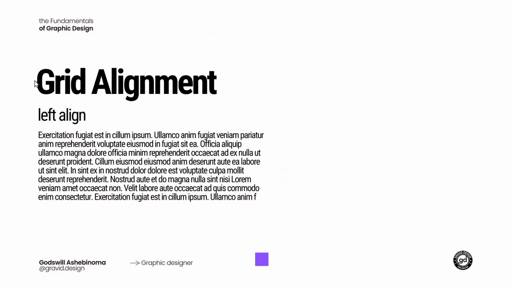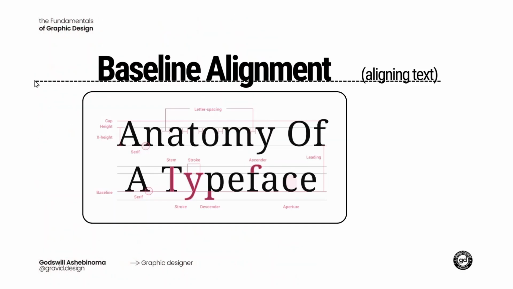So let's keep going. We have the baseline alignment. Whenever you're aligning text, only use the baseline to align. The baseline is this line you're seeing, this line running through here. You can see it, baseline. Baseline is not this. It's not the bottom of your descenders. We have the descenders here; this is not the baseline. The baseline is this.